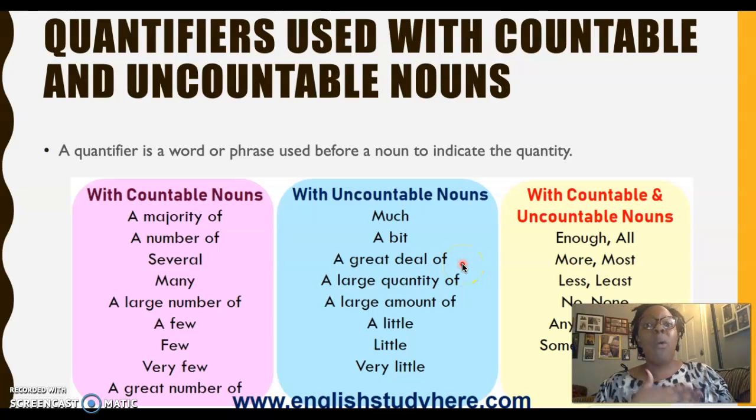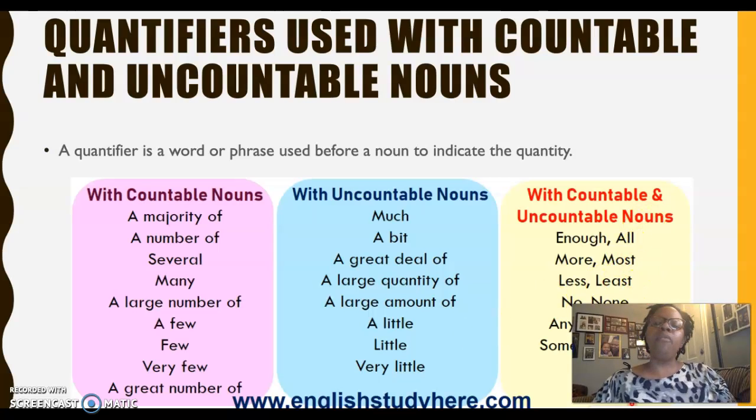So back to the question about oatmeal. If your husband says, honey, do we have any oatmeal? You can say, oh, we have a bit, a little bit, or we have a great deal of oatmeal. You don't have to buy any this time. So these are words that you would put in front of an uncountable noun.